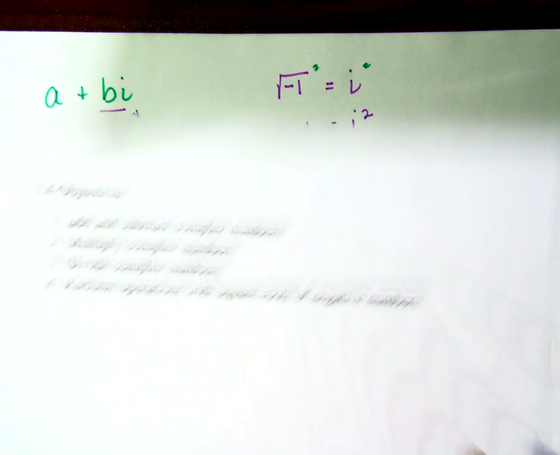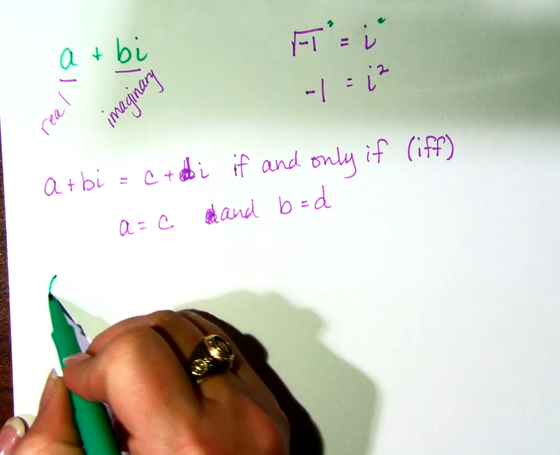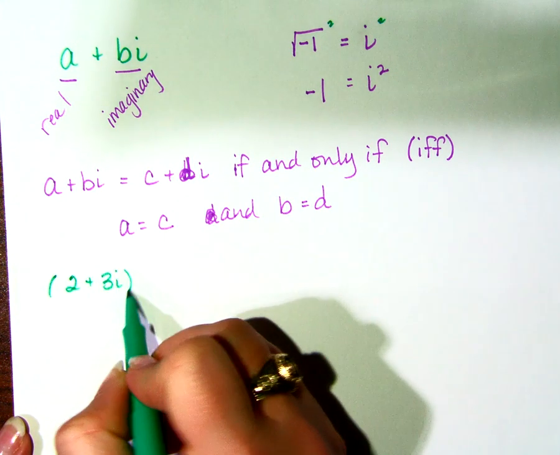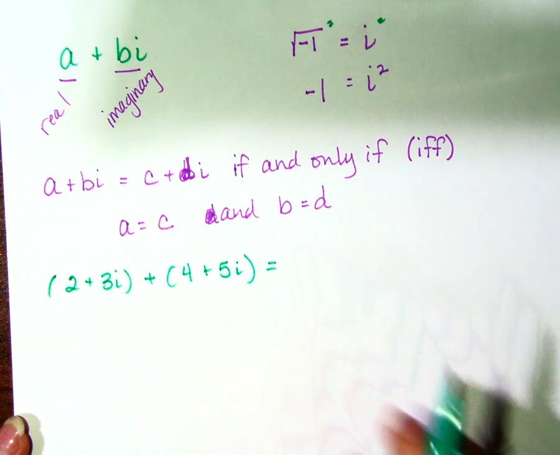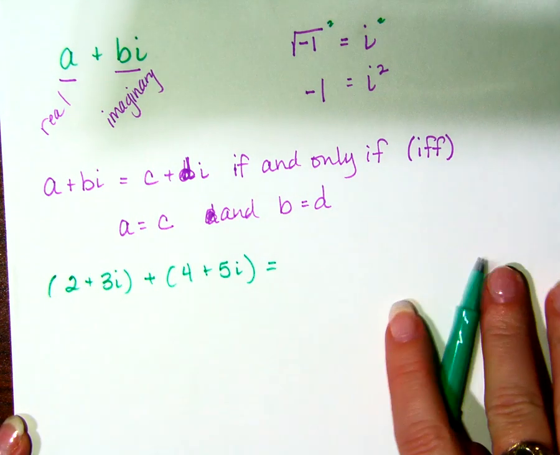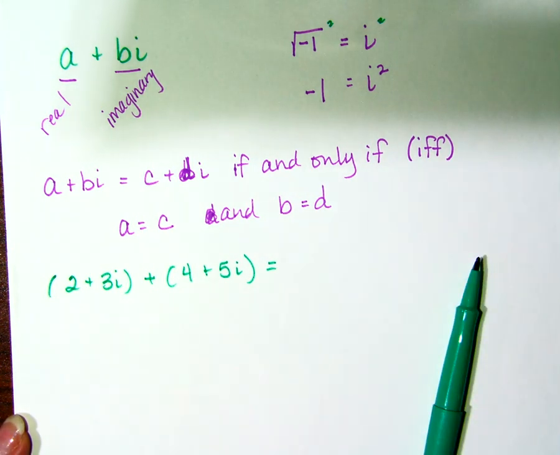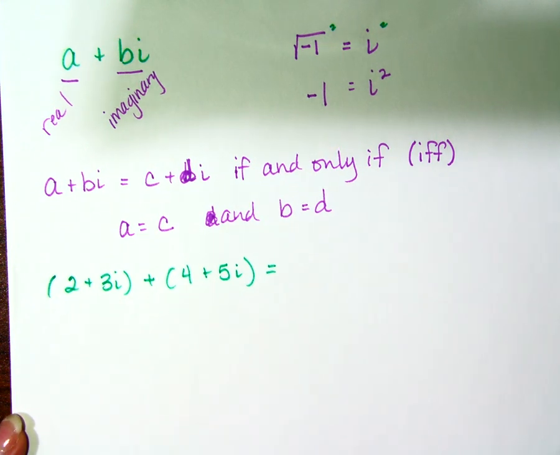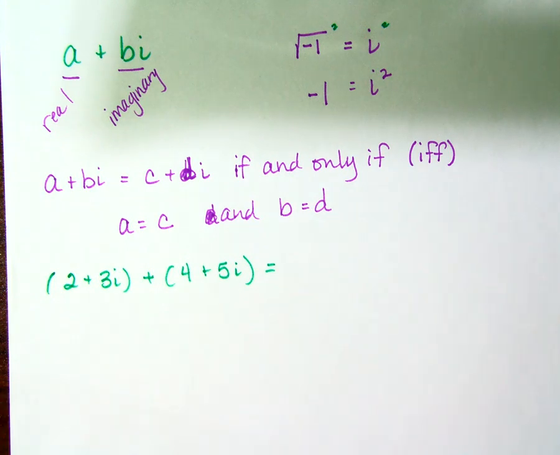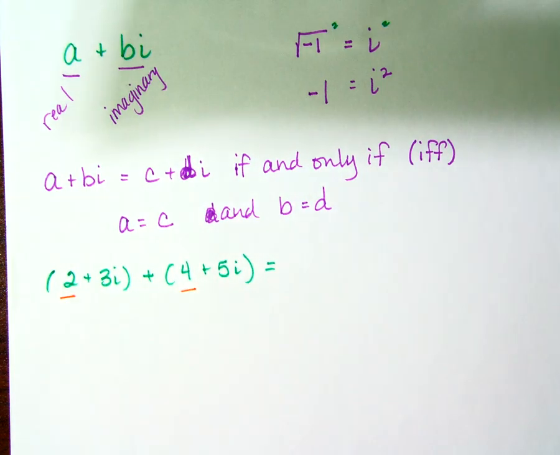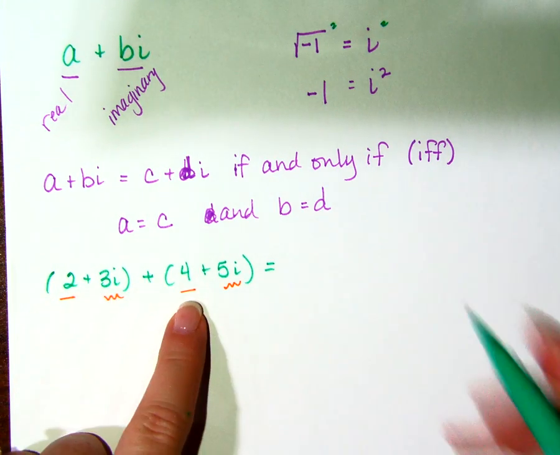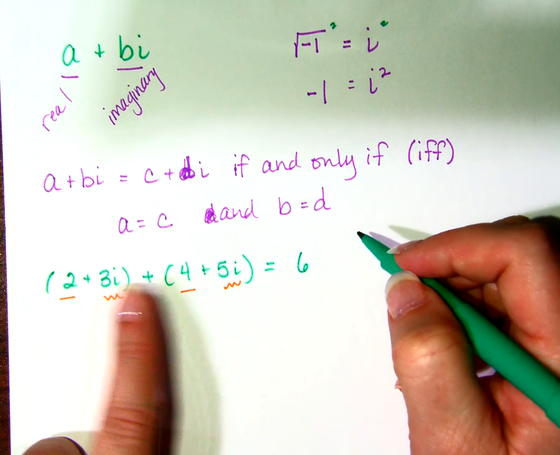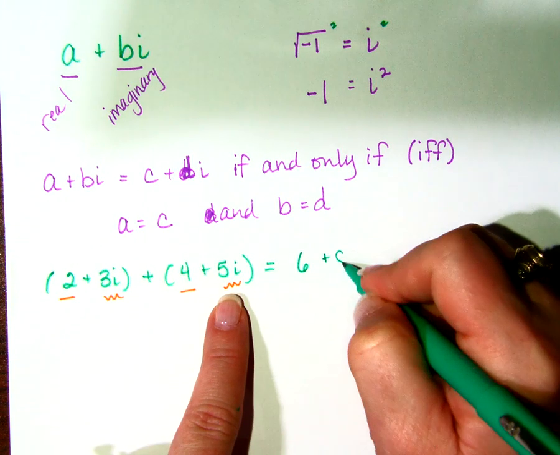Okay? Add and subtract complex numbers. So if I give you a problem like 2 plus 3i plus 4 plus 5i, how do I solve that problem? What's the typical verbiage that we use? Combine like terms, right? What am I really meaning? I'm really meaning combine the real parts and combine the imaginary parts, right? So what is 2 plus 4? And what is 3i plus 5i? 8i. Done.